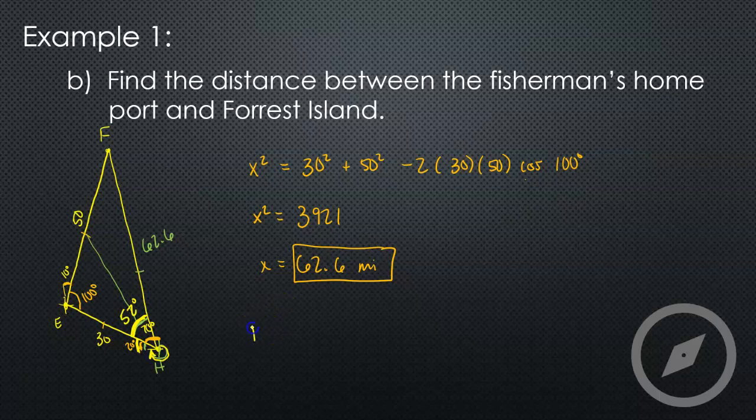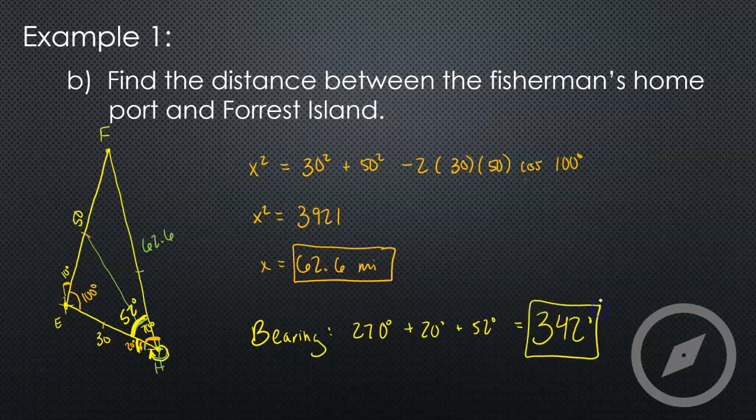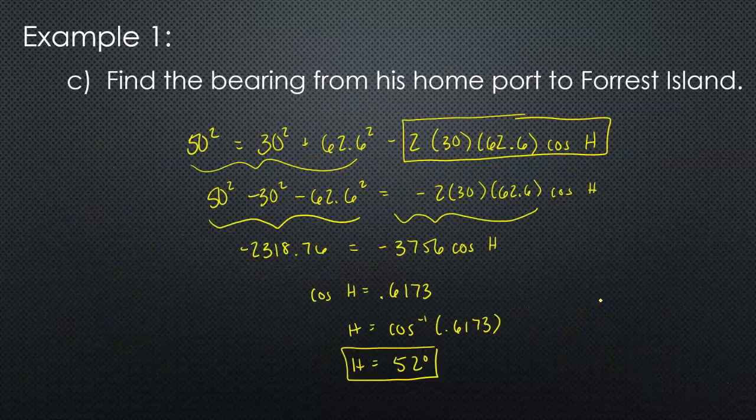So the bearing, I'll just do it on this slide. The bearing, we would have the 270 degrees. Okay, that's the 180 plus another 90 would be 270 degrees, plus that 20-degree angle, which we found out earlier, plus the 52 degrees that we just found out, gives us a total of 342 degrees. So that's what your bearing should be for this one.